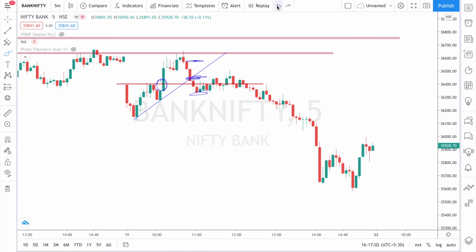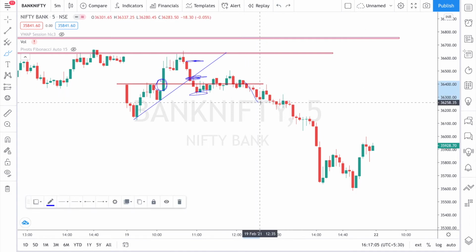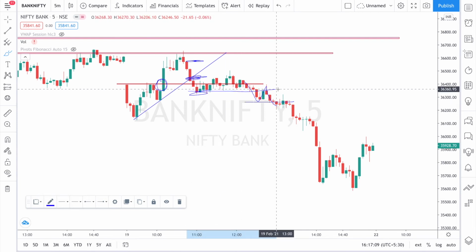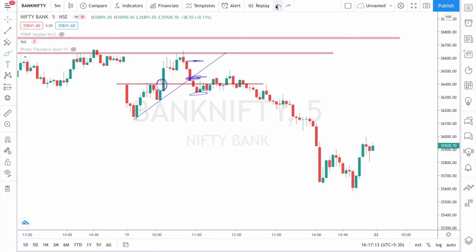So this is the perfect level. Bank Nifty went up, it fell, and also it is breaking all these levels. All these small candles are being taken off. So after that only Bank Nifty fell today.